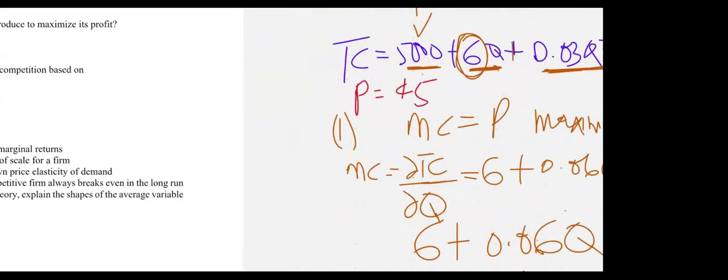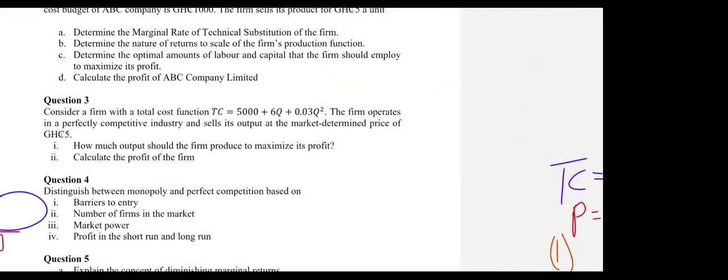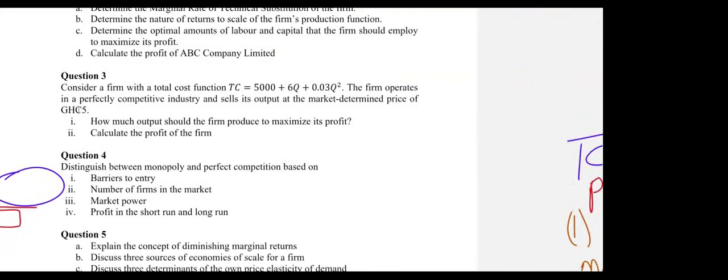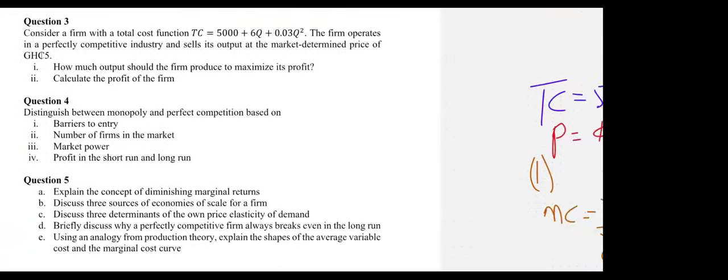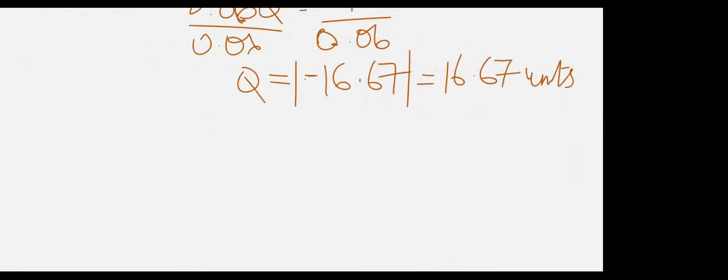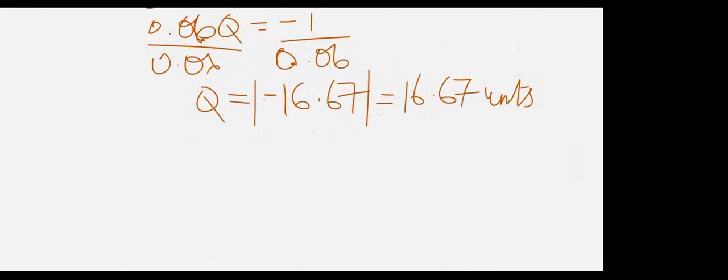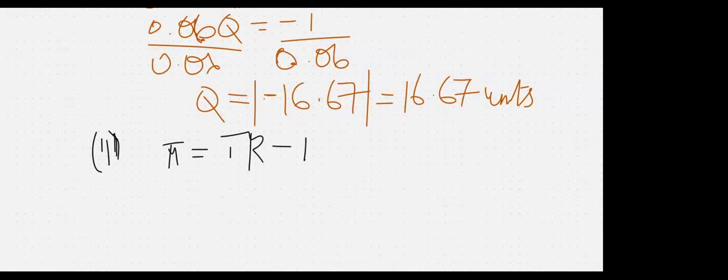Now we come to question 3. The next question says: calculate the profit of the firm. So it's very easy. So we come here. So that's II. Let me use pi to represent profit. So profit equals TR minus TC.